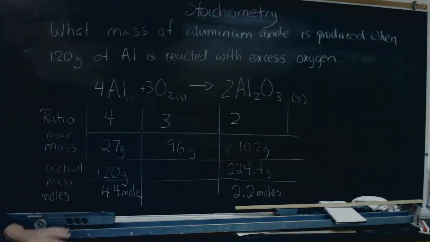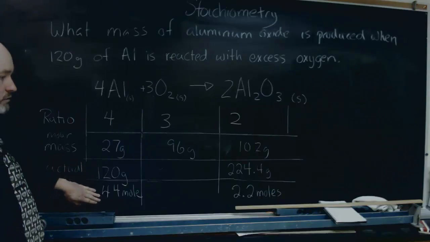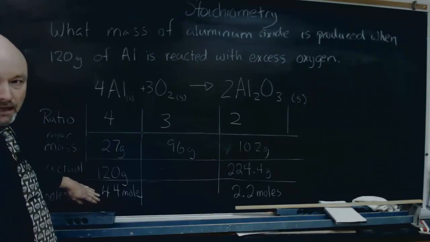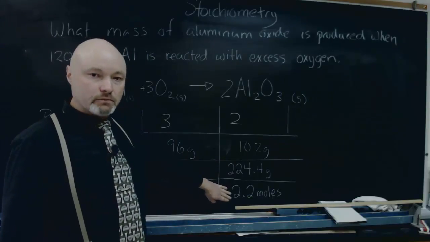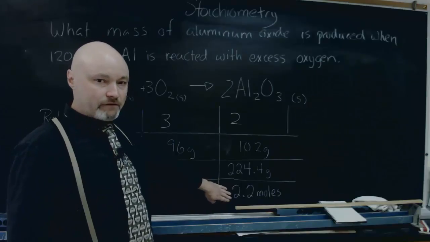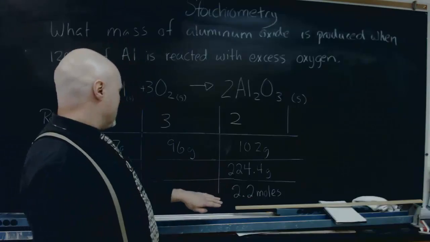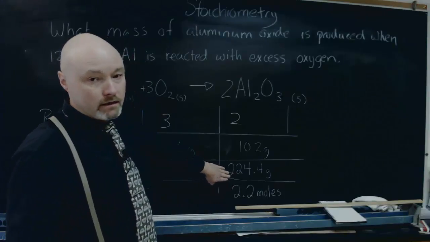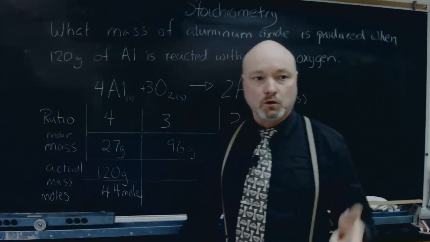And so basically what we did, we went from the grams of the reactant to the moles of the reactant. We used our balanced chemical equation and the ratios to go to the moles of the product, and then we went from the moles of the product back to the number of grams of the product. Okay, so sometimes we say mass to moles to moles to mass.